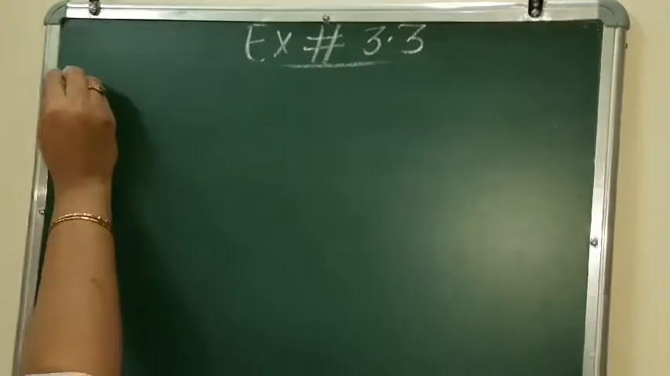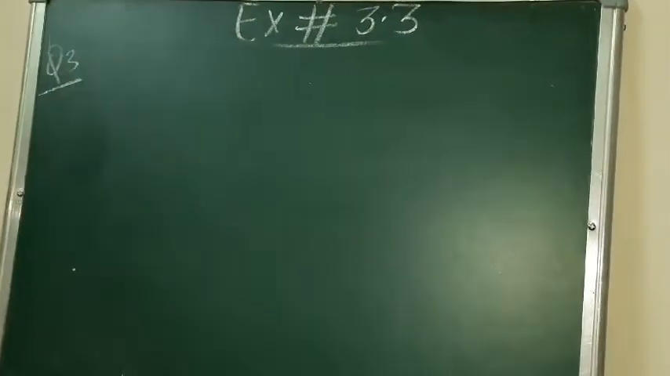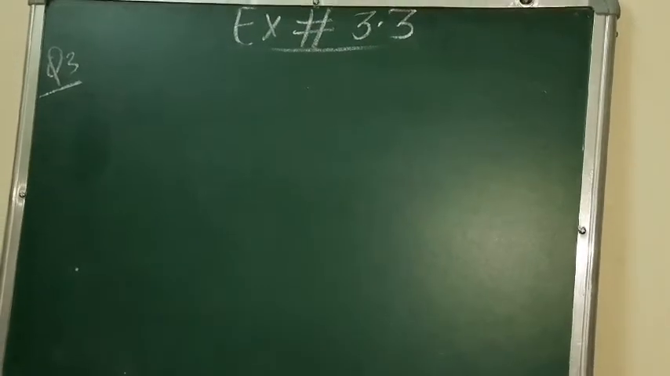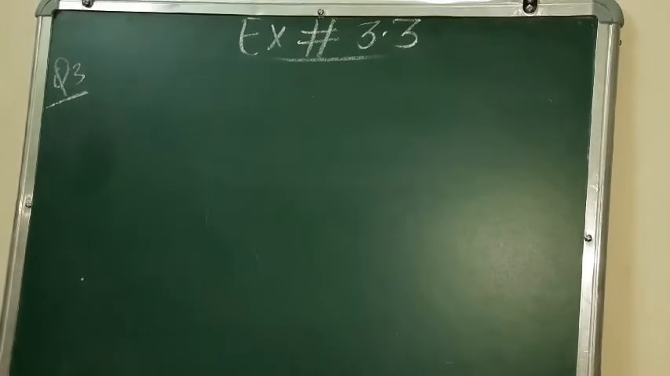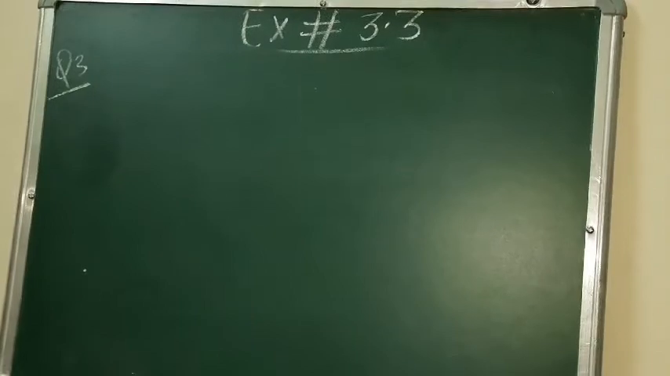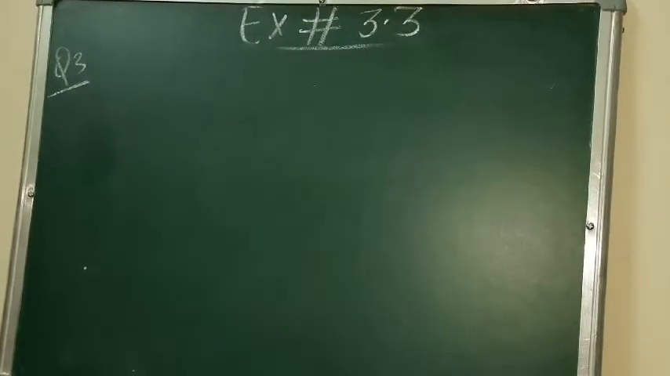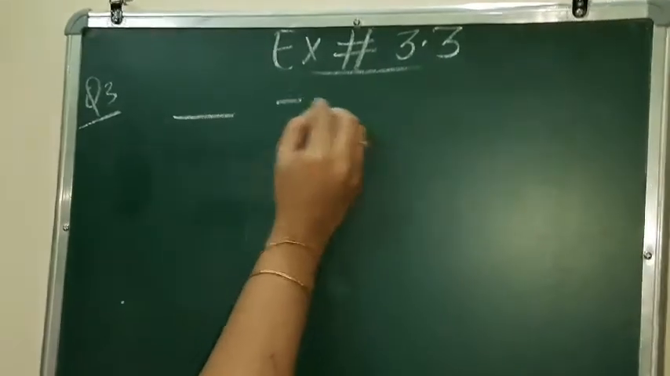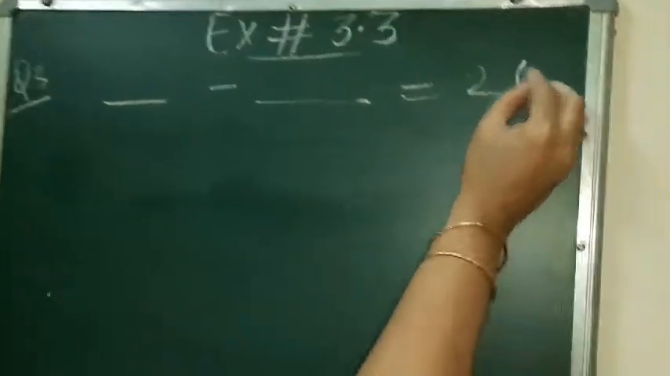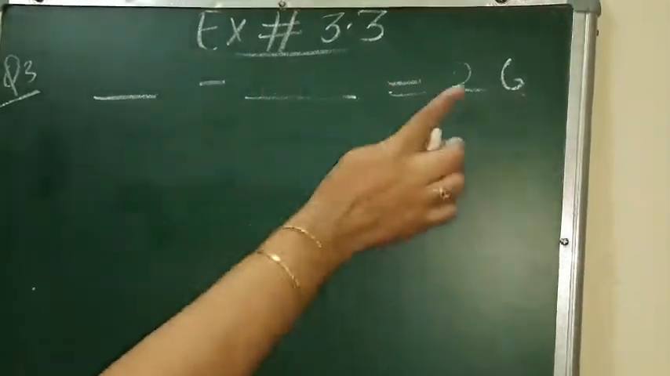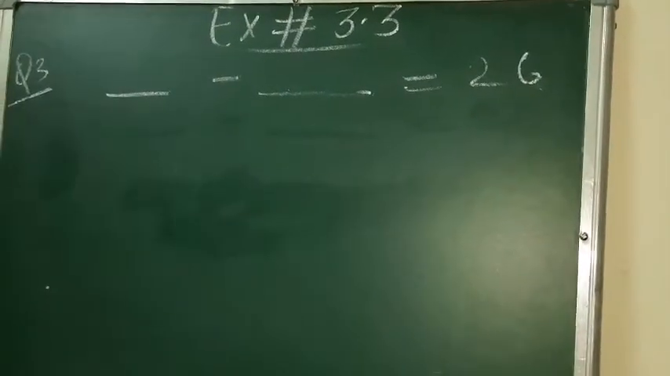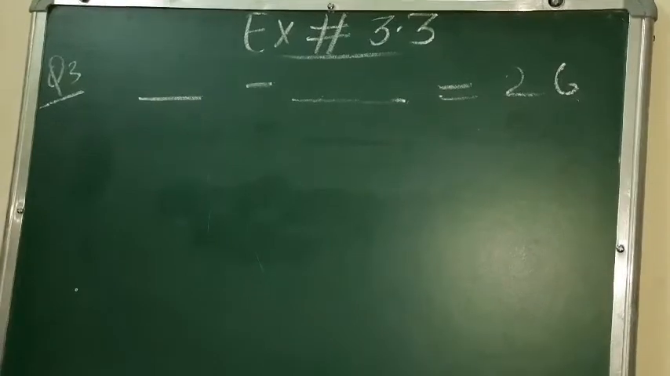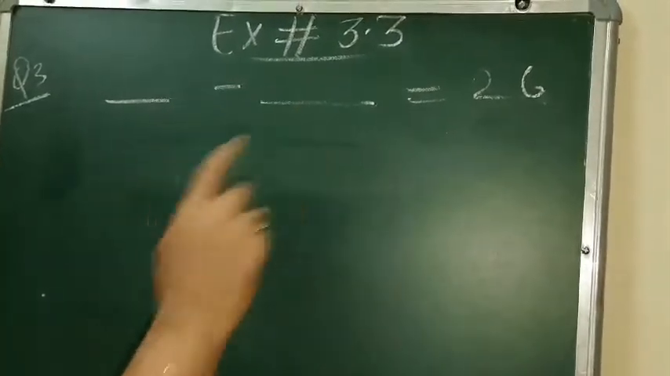Question number 3, first part. Now I will not be solving completely, I will be just framing the equations and telling you how to frame, and solving you will do on your own. The difference between two numbers is 26. That means when you subtract two numbers, you get the answer 26. And one number is 3 times the other.